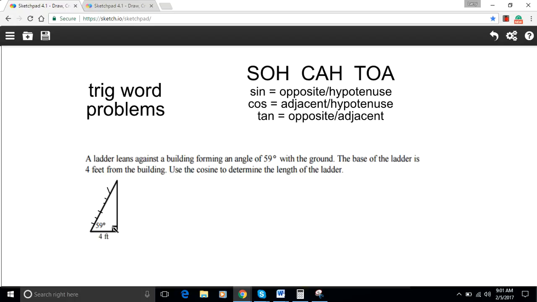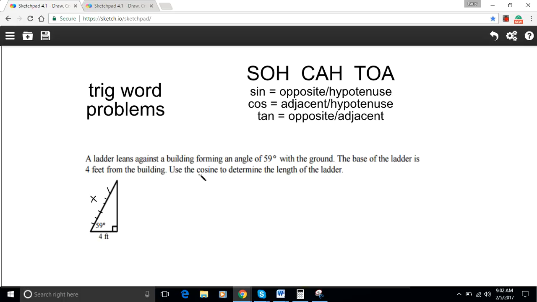It forms a 90-degree angle with the ground. So you have a right triangle here, so we know we can use trig. And we want to find the length of the ladder, so this is going to be x. And we're given this distance of the ladder from the building as 4 feet. So we've got an angle, we've got a side that we know, a side that we're looking for. So we can use trig to figure this out.